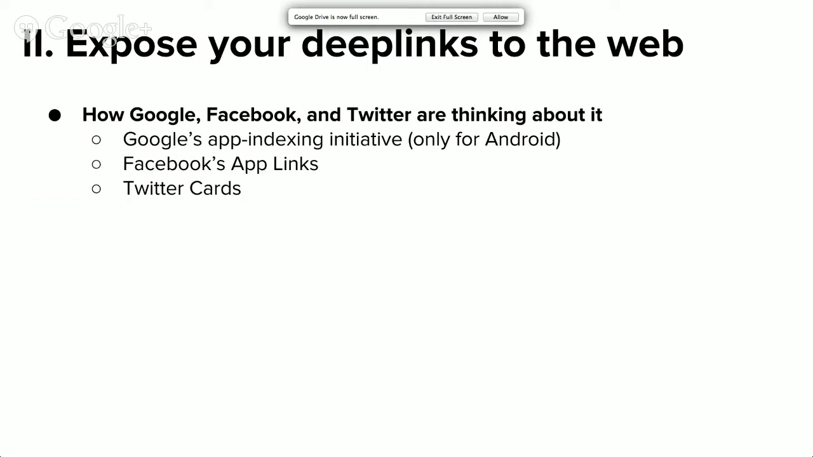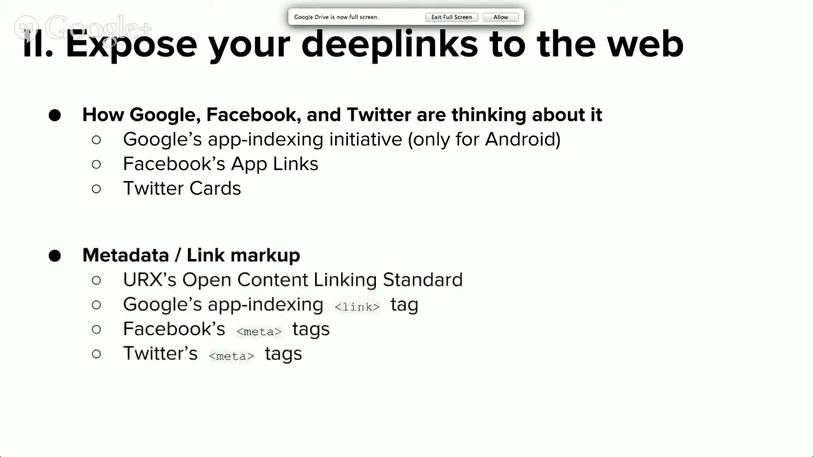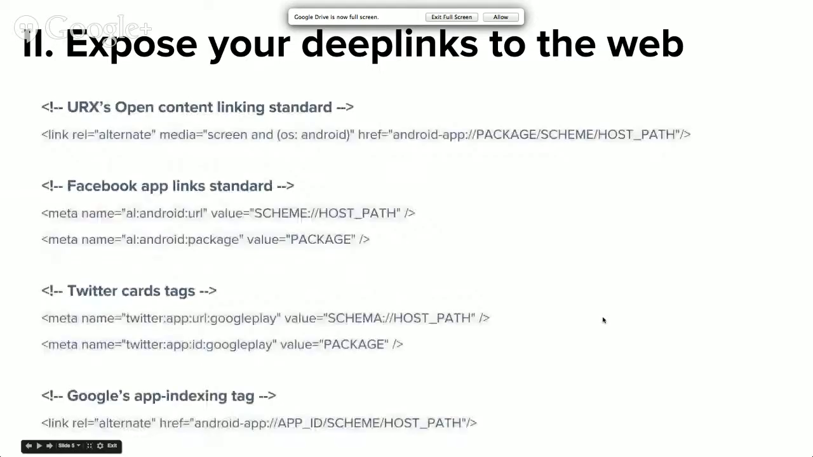For the most part, most of these are implemented using some form of metadata or link tags on the actual web page in question itself. And there's a new one that you can see here, which is URX's Open Content Linking Standard, which we'll see on the next page. Basically, Google has a link tag, Facebook has a meta tag, Twitter has a meta tag, which we'll see when we go to the next slide.